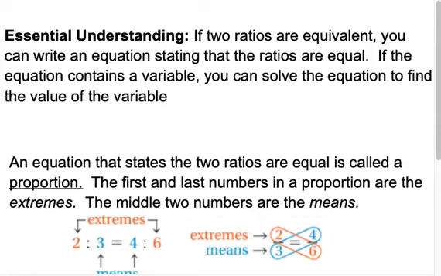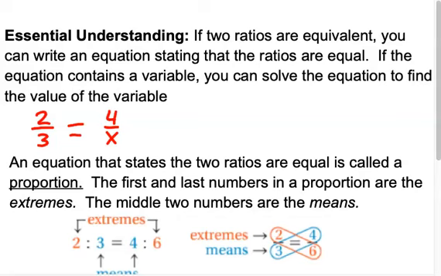The essential understanding for this part: if two ratios are equivalent, which means the same value, so the ratio 2 out of 3 is equivalent to the ratio 4 out of 6 because they both have the same numerical value, 0.666 repeating. What you can do is write an equation stating that they're equal. If the equation contains a variable, you can solve the equation to find the value of the variable. So maybe I didn't know this was 6, and maybe now it's an x. In that situation, there's a certain way that we solve that.